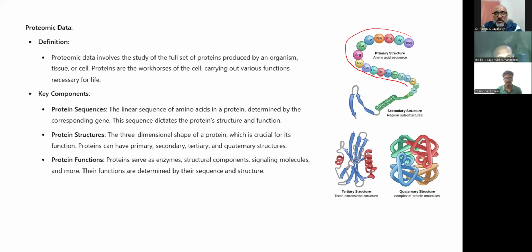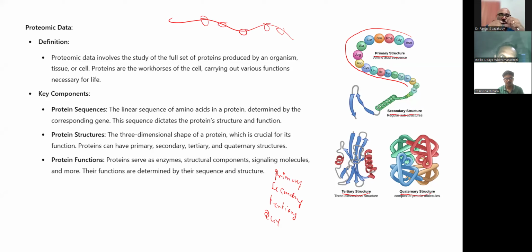In proteins we have primary, secondary, tertiary, and quaternary structures. The primary structure is the polypeptide chain, as it's just synthesized in the protein factory, as we discussed, right?